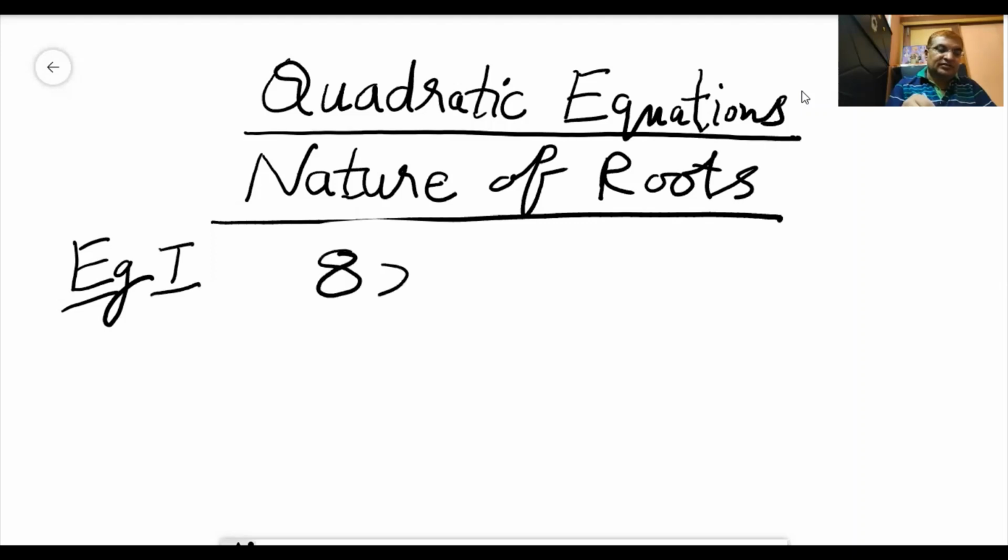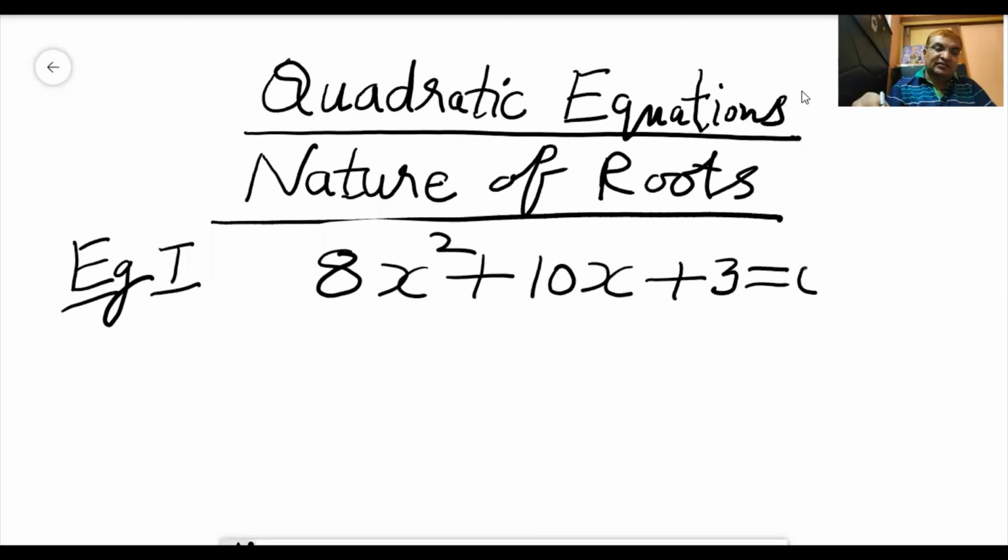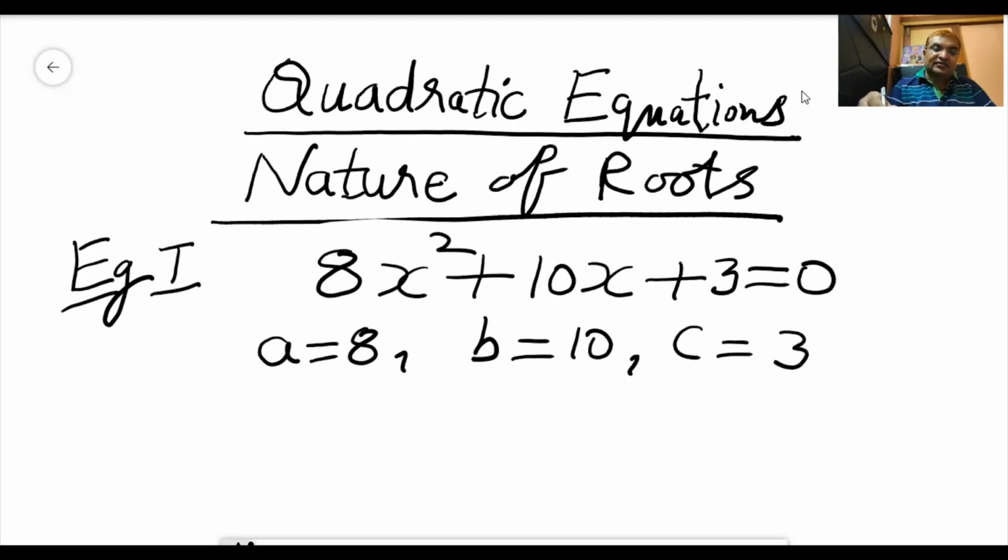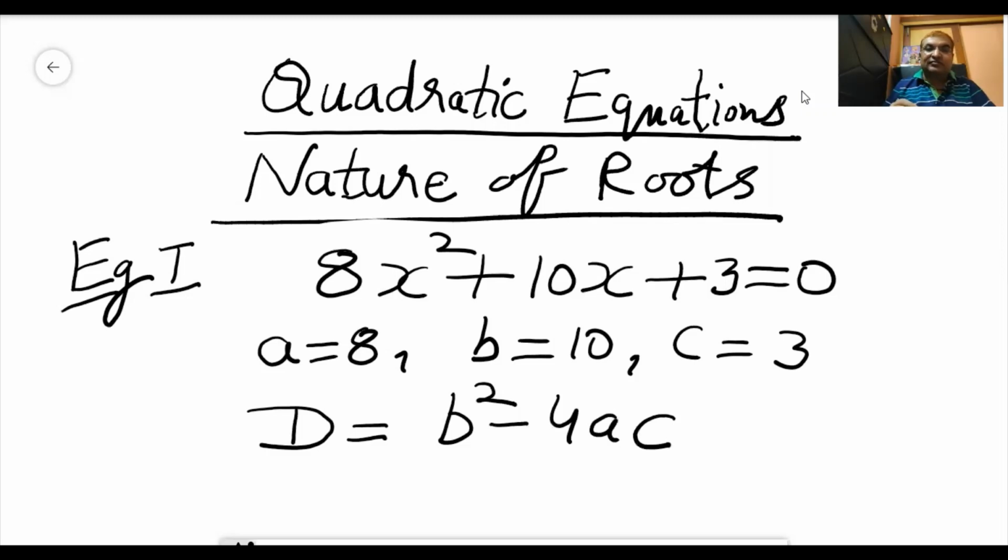It is 8x square plus 10x plus 3 is equal to 0. Now in this quadratic equation, a is equal to 8, b is equal to 10, and c is equal to 3. Now after a, b, and c, we calculate the discriminant. The formula for discriminant is b square minus 4ac.